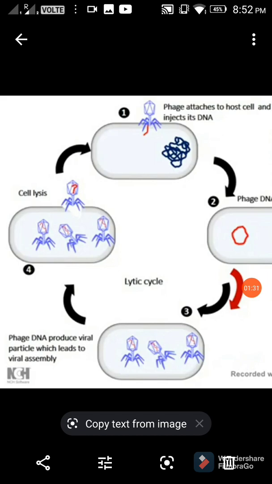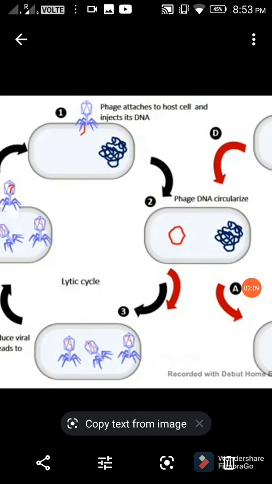This will lead to the assembly of multiple new phage particles, as you can see here in figure 3. As more and more new phage particles, also known as virions, accumulate within the cell, they will lead to subsequent cell lysis in figure 4. When there are so many virions inside the bacterial cell, it will burst, releasing these virions into the environment. So this is the lytic cycle.